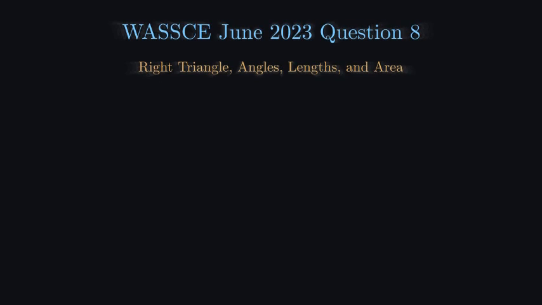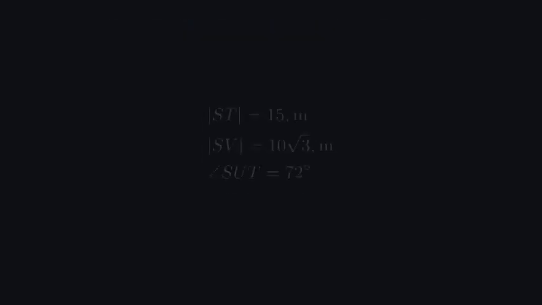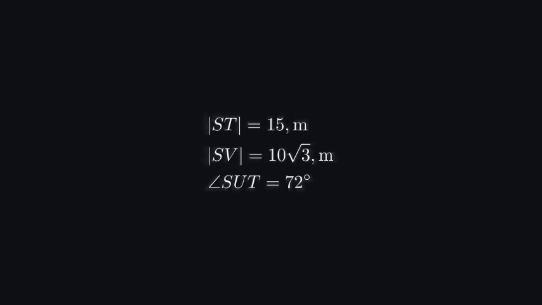Today, we are solving WASSCE June 2023 Question 8. This question involves a right-angled triangle, angle calculation, trigonometric ratios, and area. We are given a diagram involving points S, T, U, and V. The large triangle is STV, and it is a right-angled triangle.